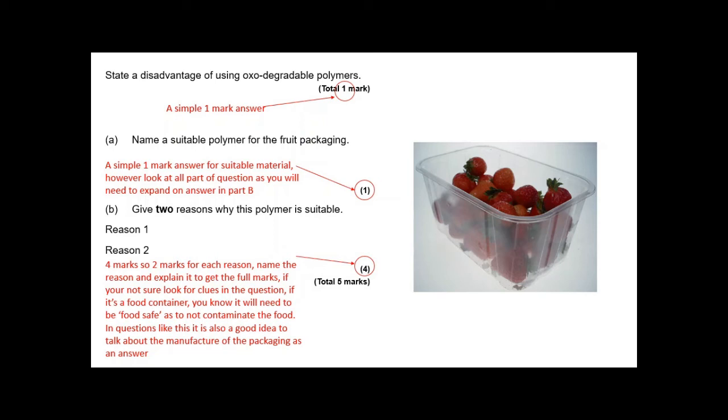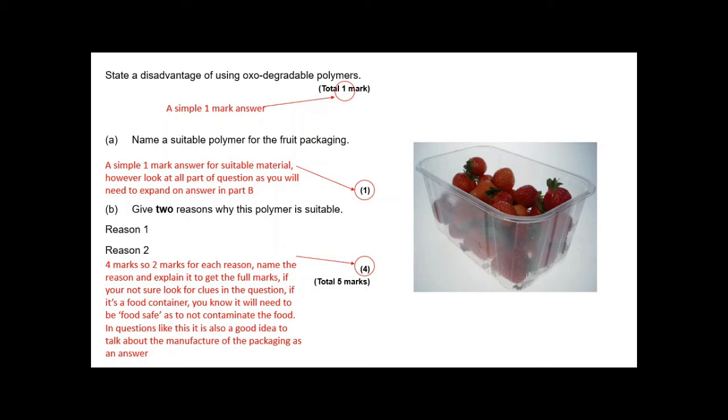Because it's linked to the first part, you need to make sure you say a suitable polymer that could be oxidegradable. Okay, and then the next question is 4 marks. Give 2 reasons why this polymer is suitable. So 2 marks for each reason. Name the reason and then explain it, and that will get you your full marks. Again, if you're not sure, look for clues in the question.